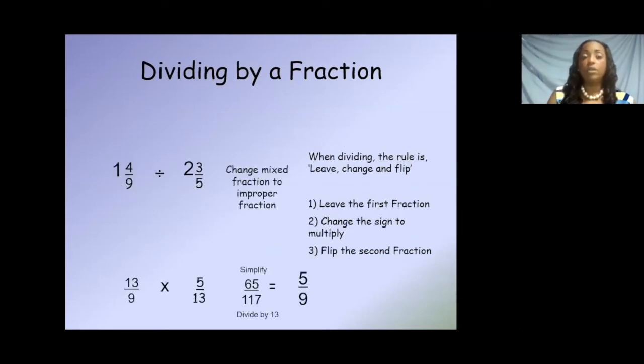I have now a problem whereby you have mixed fractions, okay? And again, I want you to bring in prior knowledge from previous lessons, also what I said earlier in this lesson. When you have mixed fractions, what do you do with them? Good job. You want to change the mixed fractions to improper fractions. And remember how that is done. You want to multiply your whole numbers by your denominators and add your numerators. Okay, so I'll give you a second to look at it.